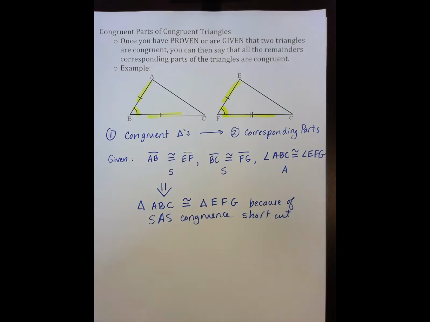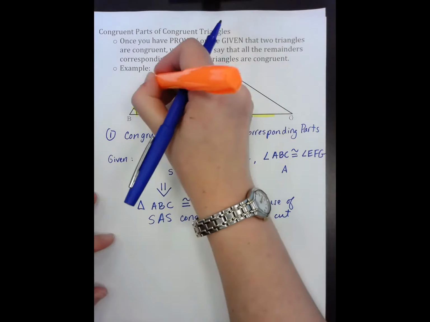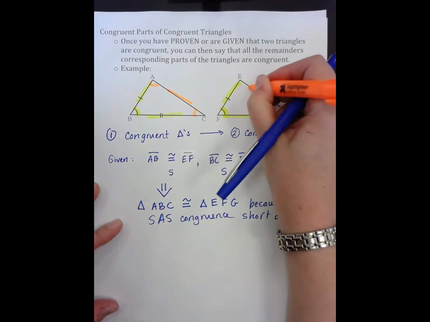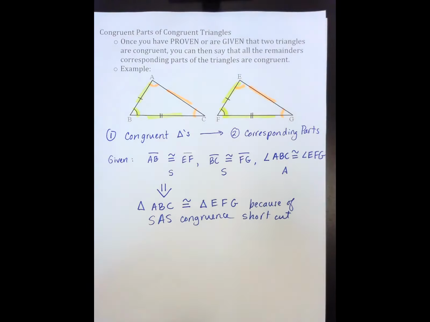So now I know these two triangles are congruent. And we know that if two triangles are congruent, then their corresponding parts are congruent. So what I have highlighted here in yellow is what I was given. And the given allows me to say that the triangles are congruent. So now I can go and I can talk about the other side and the other two angles.